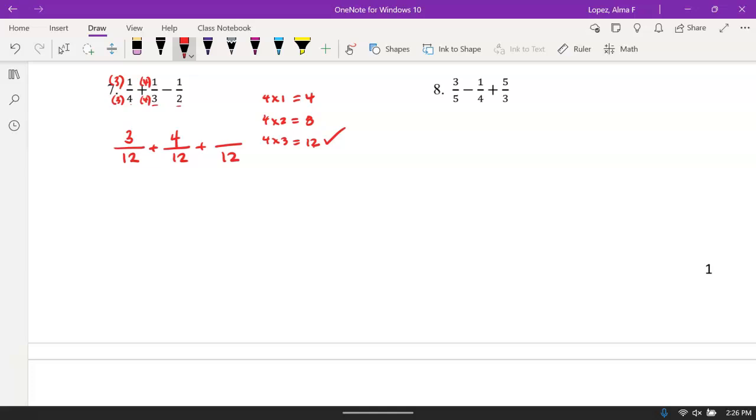How do I get this? Oh, you know what? I messed up on a sign. Let's fix it before we get too far. That should be a minus.